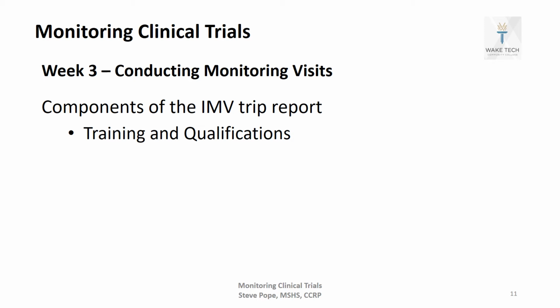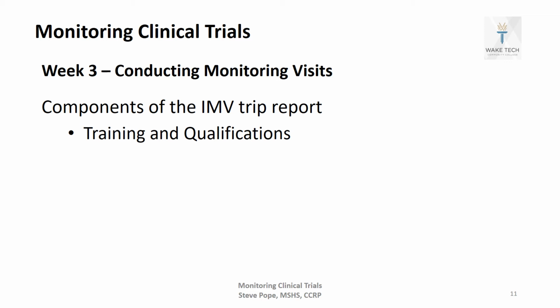So the first thing we want to check is going to be training and qualifications. Now, a little later in our course, we're going to have some more information about this, but essentially what you're going to be doing is ensuring that the site staff, the PI, the sub-investigators are all properly trained. They've been trained on the protocol. They've been trained on any vendor systems that they're going to use. These would be your EDC system, your laboratory system, if that requires training, the IWRS system, the interactive web response system. They'll need some training on that. And then any procedures that are specific to the protocol.